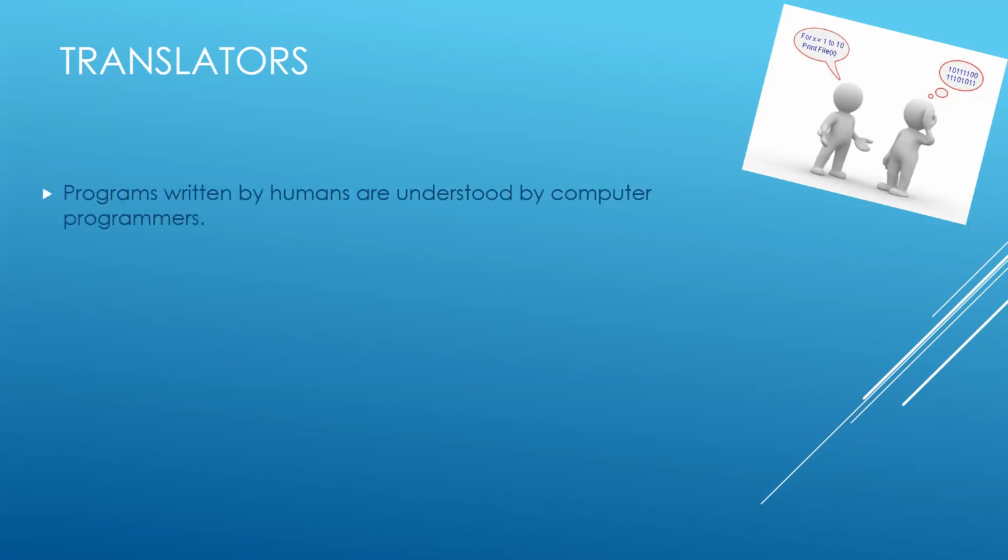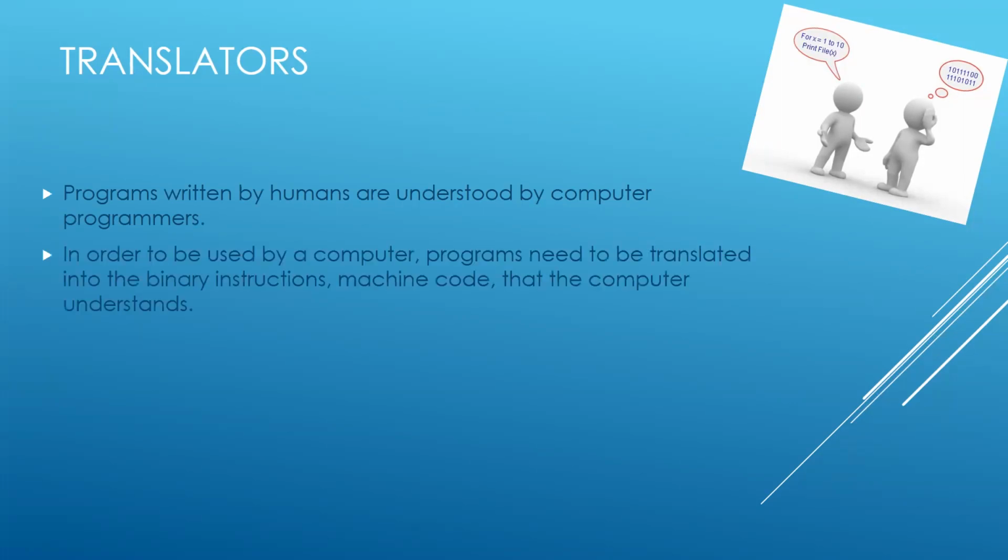Programs written by humans are understood by computer programmers, definitely, because they are written in such a manner that they can easily be written by the programmers. Like we have talked about, the high level language is easiest for the programmer. That is why they are gaining popularity. They are used by the programmers, although some people still program using low level language. In order to be used by computers, programs need to be translated into binary instructions.